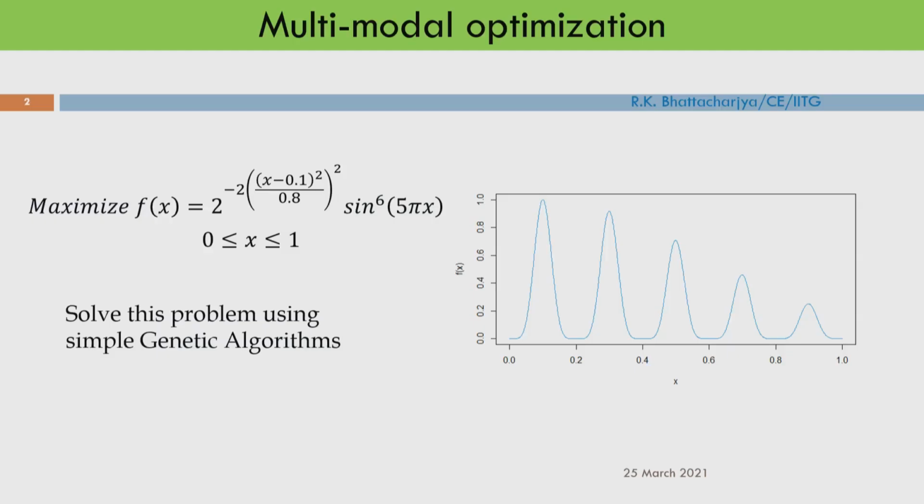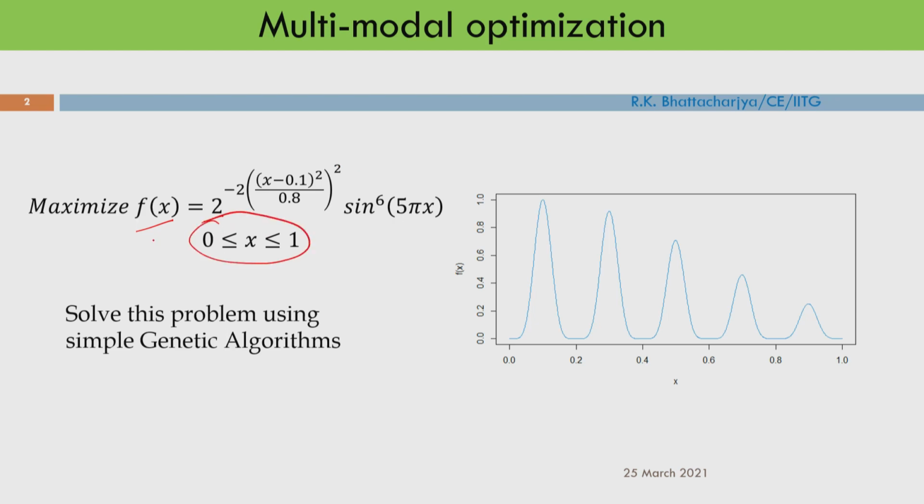Here I would like to maximize this particular function. The function is f of x, it is a one dimensional, one variable function. f of x is 2 to the power minus 2 times ((x minus 1) whole square by 8), times sine to the power 6 of (5 pi x), and the range of x is between 0 and 1.